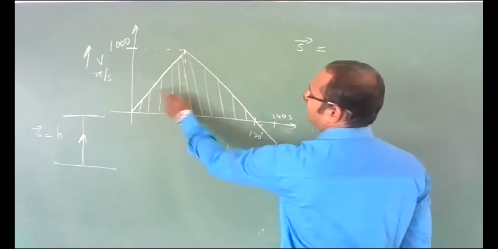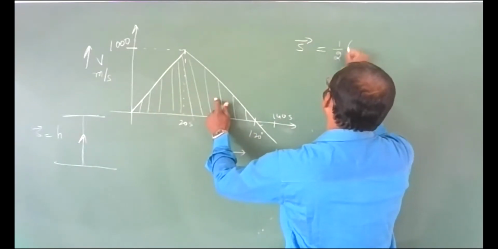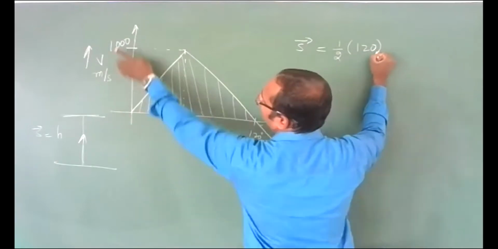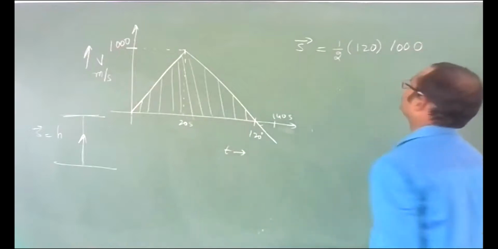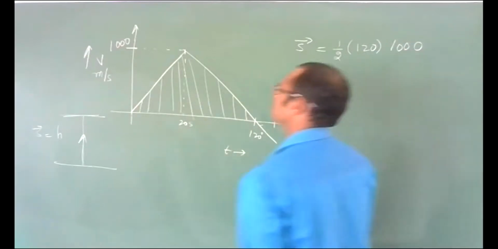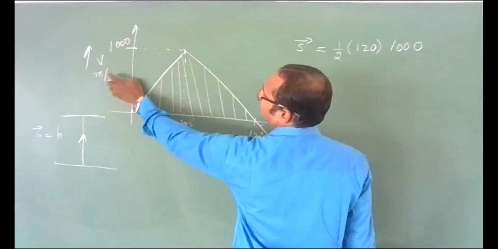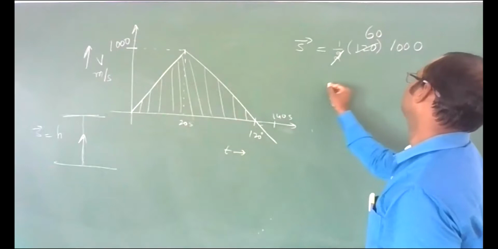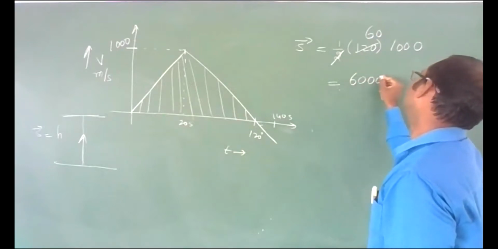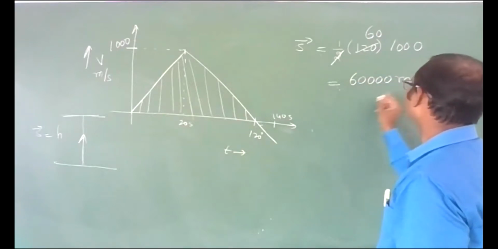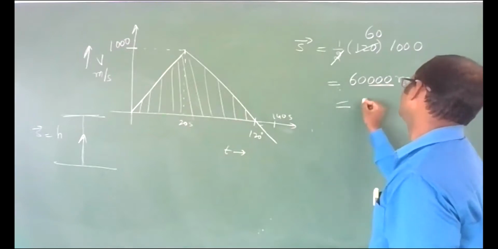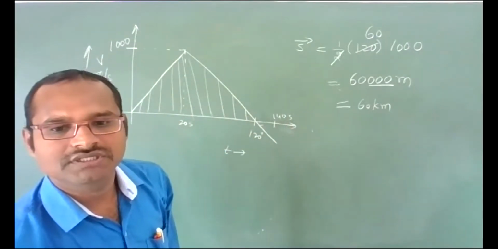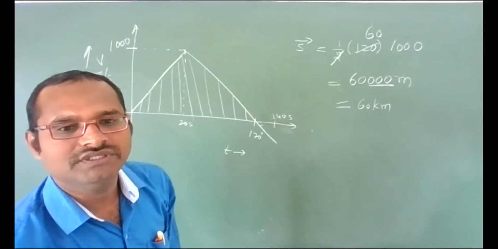The area is a triangle, so half into base. Base is 120, into height, which is 1000. Unit-wise, this is seconds and this is meter per second, so seconds cancel and it is meters only. So the answer is 60,000 meters, or since 1000 is kilo, 60 kilometers. Let us check the options: 60 kilometers.